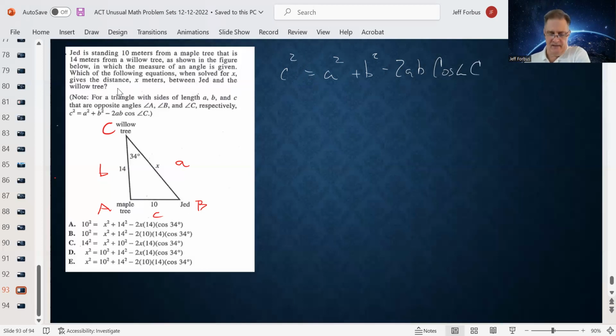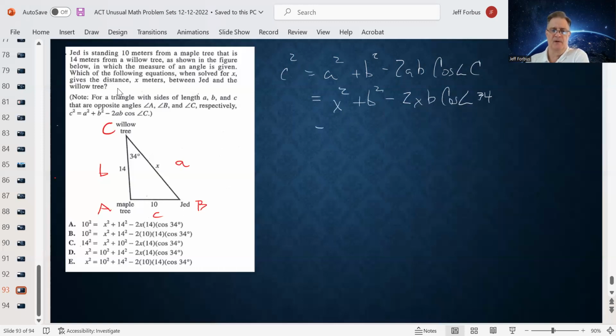Now notice A, I have associated with X. So everywhere I have an A in my equation, I'm going to change it to X. Now this is going to be x squared plus b squared minus 2. Now there's an A there. I'm going to put an X, B, cosine, angle, and I'm going to put in there 34 degrees because we know what that is now. 34 degrees.